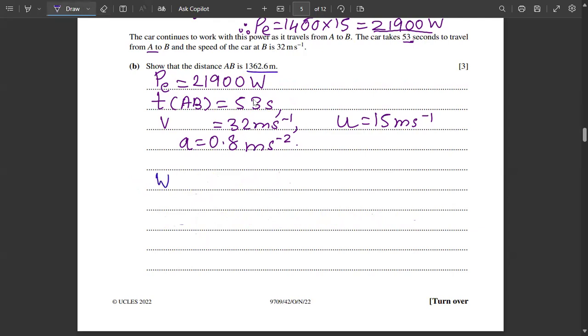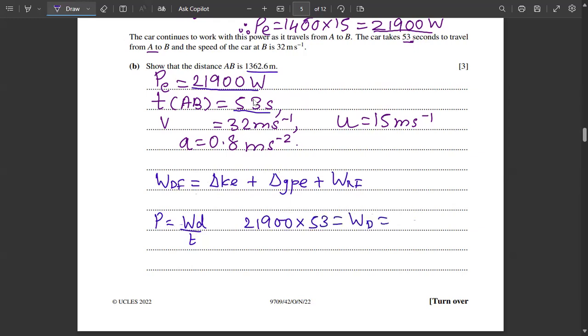That is: work done by driving force is equal to delta KE plus delta GPE plus work done against resistance force. So what is the work done by the driving force? We know the power of the engine and the time it takes. We also know that power equals work done upon time. So power is 21900, time is 53, which gives the work done: 21900 into 53, which is 1160700 joules.